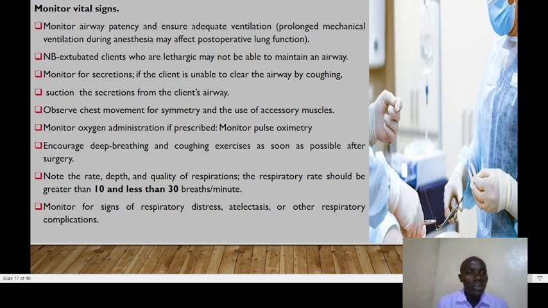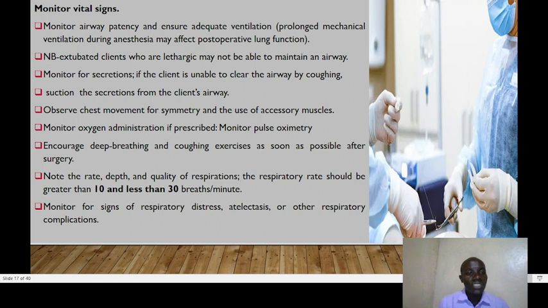We need to also monitor a few things. We need to monitor the airway patency and ensure adequate ventilation. Remember, prolonged mechanical ventilation during anesthesia may affect the post-operative lung function. So, also know that extubated patients who are very lethargic may not be able to maintain the airway. So you monitor for secretions. If the patient is unable to clear the airway by coughing, you need to suction the secretions from the client's airway.